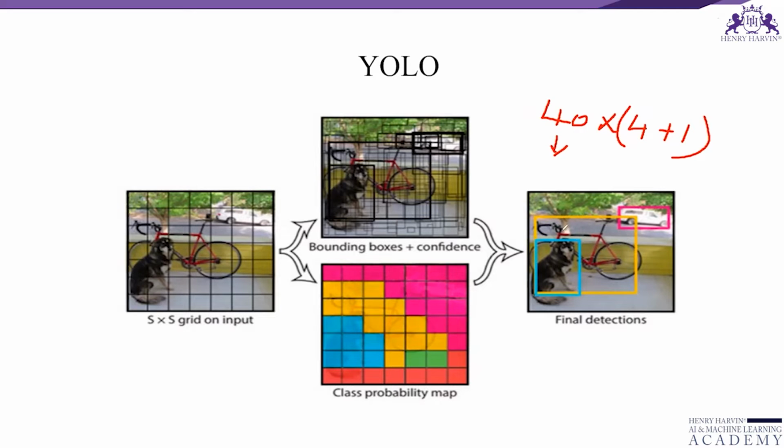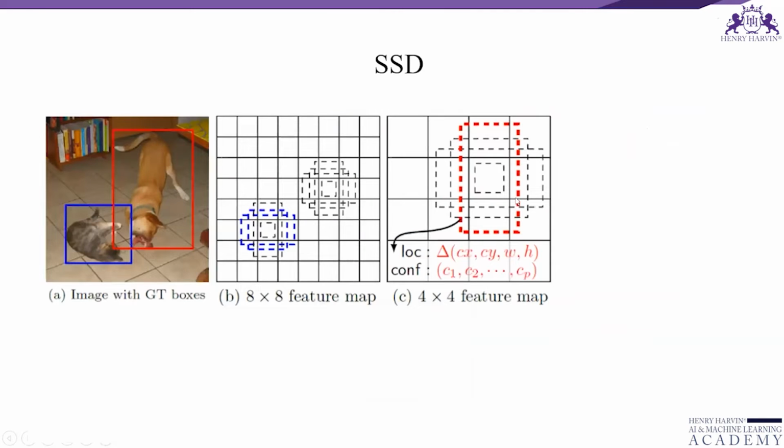Another useful framework is single shot detection, which was proposed in 2016. Let's assume that you have an image and that image has 2 objects over here. Here is a cat as well as a dog. The way this works is quite similar to YOLO in that sense. It takes an 8x8 feature map and a 4x4 feature map within the CNN.